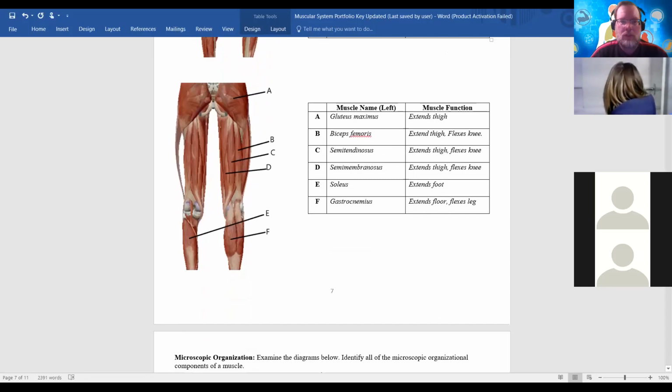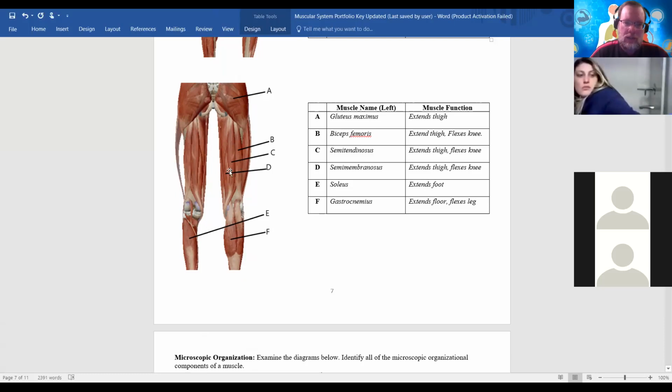All right, that moves us into the posterior aspect of the lower extremity. We see the gluteus maximus once again. And then we also have the three hamstring muscles. We look at letter B. That's the biceps of the lower body, the biceps of the leg. We call it the biceps femoris.